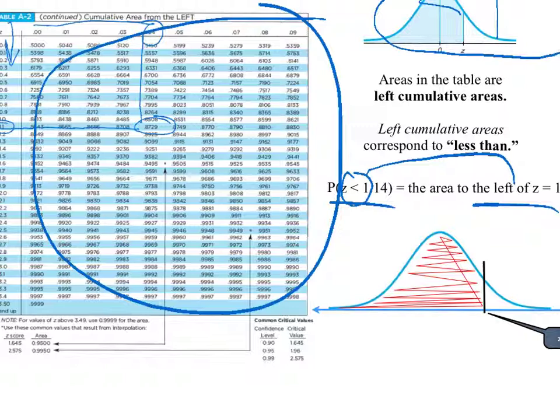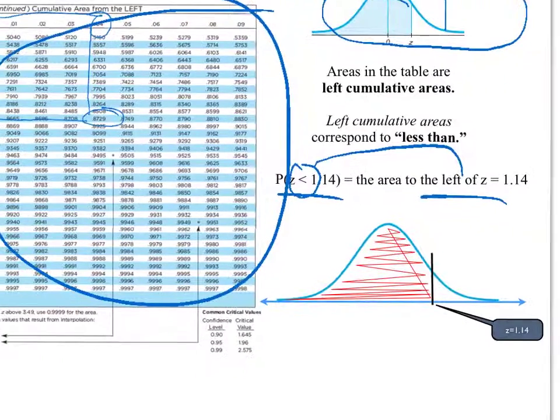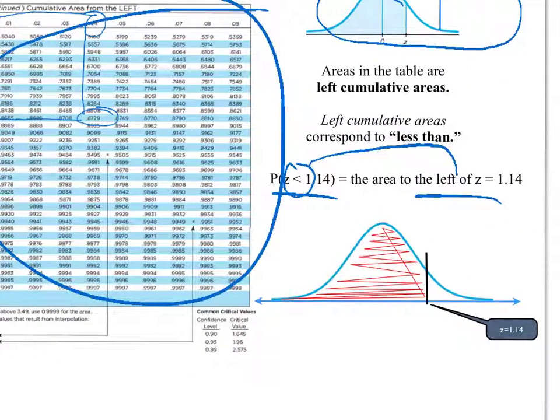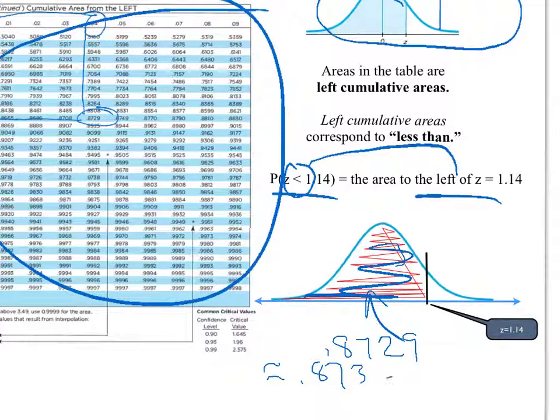And that also means that this shaded area here is 0.8729. That area that I've shaded here represents the probability. Rounding to 3 significant digits, we get 0.873. And if we want to write that as a percent, we can write 87.3%. So 87.3% of the total area under the normal curve is to the left of the z-score 1.14.